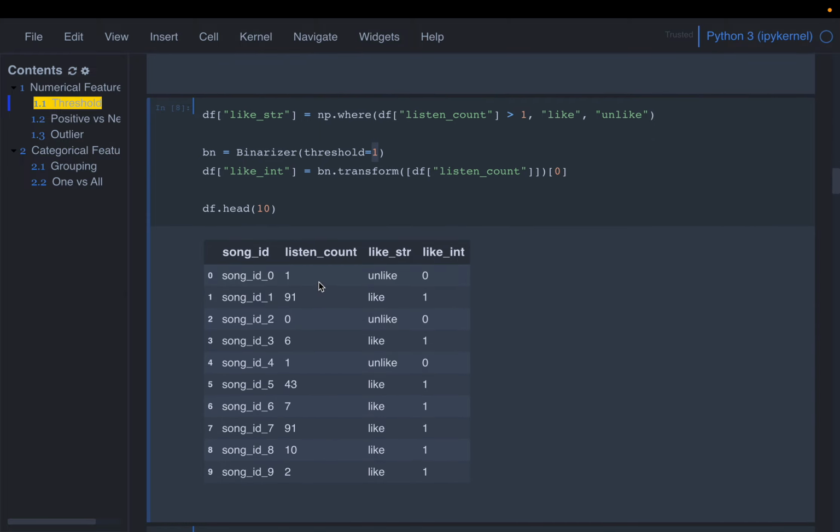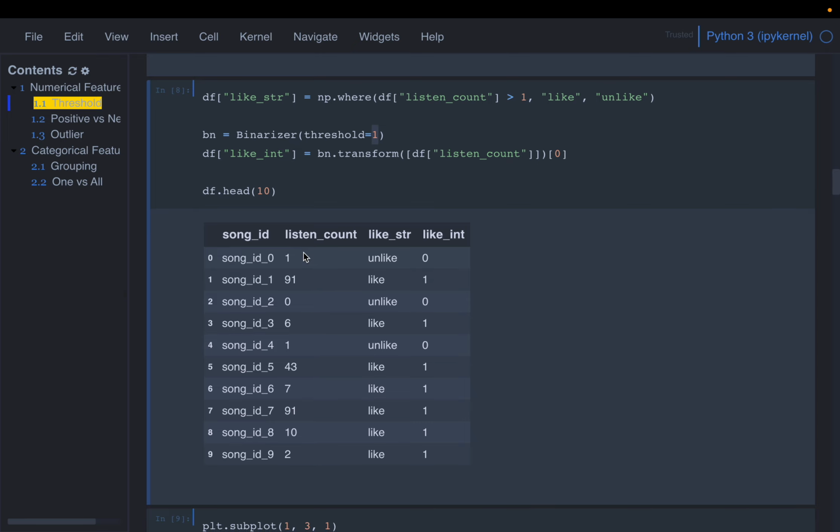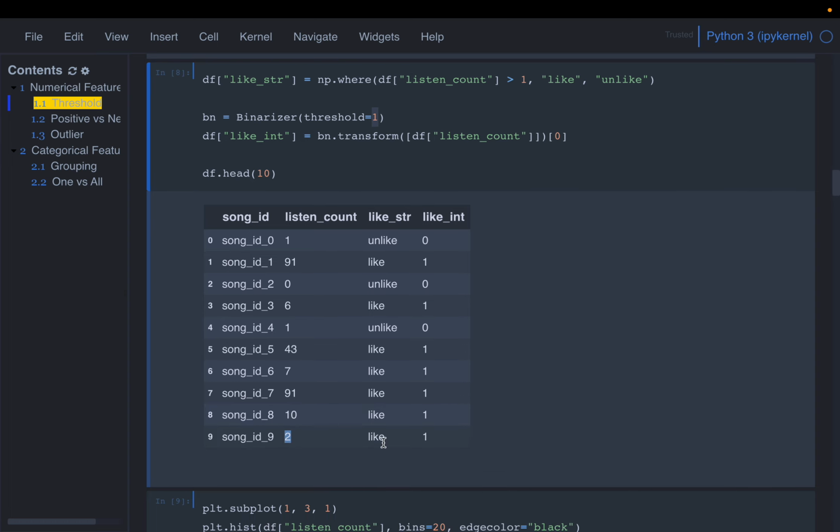Here is how we transform the variable. Now here we have the raw data. The user listened to this song only once, so we are taking that as unlike and 0. Now this one, he listened to it 91 times, so we are taking that as like and 1. Maybe let's look at this one. The user listened to it only two times, but we are considering that as like. So this song and this song are getting equal weight because we just want to input to the model whether somebody has liked the song or not.